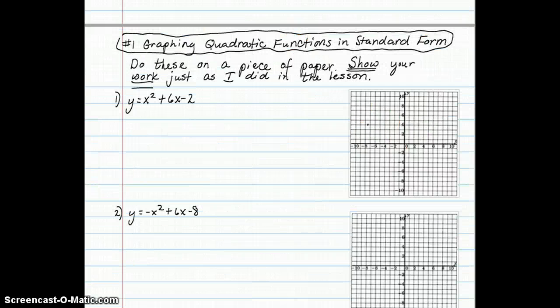Okay, on your piece of paper, label it number 1, graphing quadratic functions in standard form. You need to show your work just as I did in the lesson. Here are your 2 problems. y equals x squared plus 6x minus 2. And your second one is y equals -x squared plus 6x minus 8. I've provided graph paper for you, so you need to graph it on that graph paper and attach it. We will do one problem when you come to class next time, and then you will be turning these in for a grade.